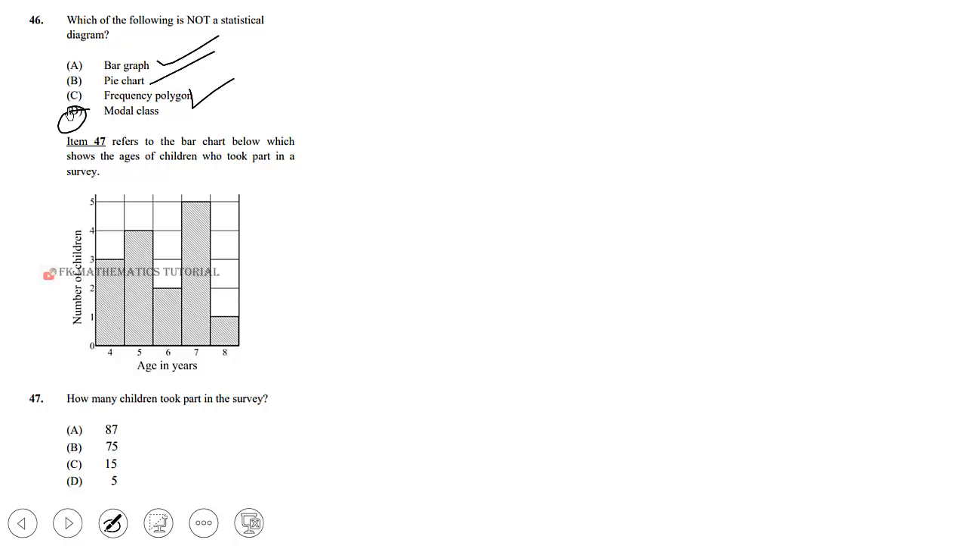The modal class is just a section of the columns, or is one of the columns. The modal class is just a class, and maybe when we are dealing with different classes, we see that the frequency is here, the classes are here. So the class with the highest frequency is the modal class. So it's not a statistical diagram. So the correct answer is D.